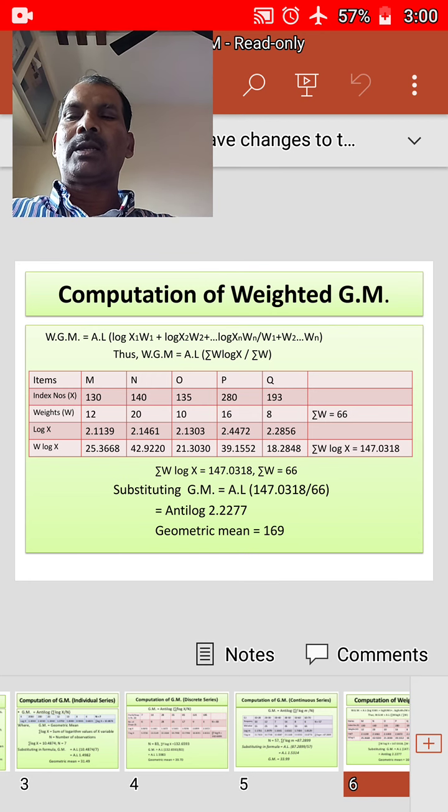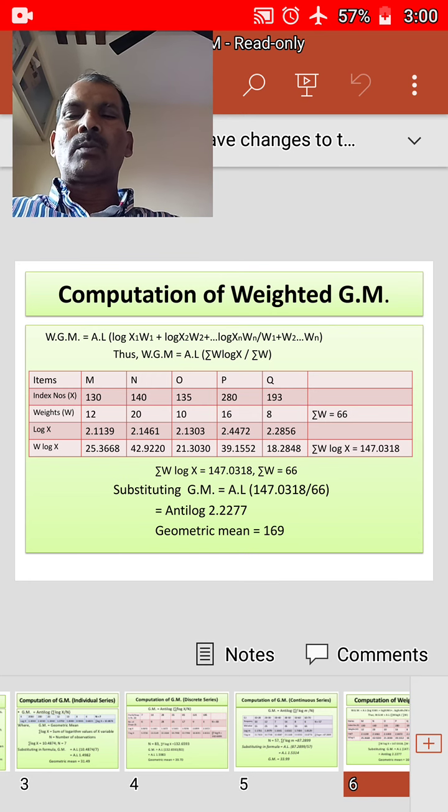That is, log 130 is equal to 2.1139. In the same manner, log 140 is equal to 2.1461, log 135 is equal to 2.1303, log 280 is equal to 2.4472, log 193 is equal to 2.2856.